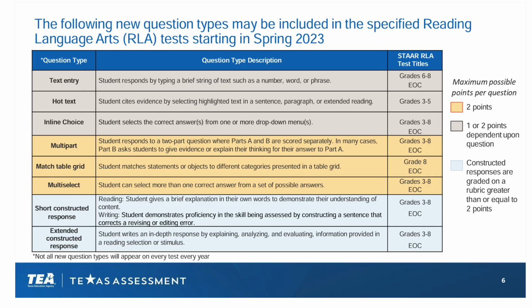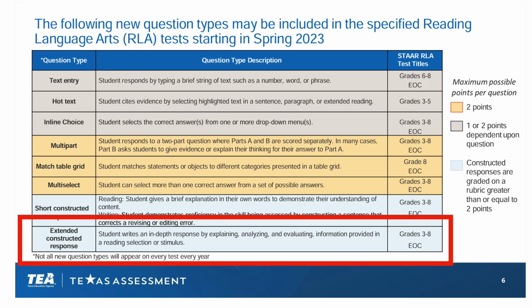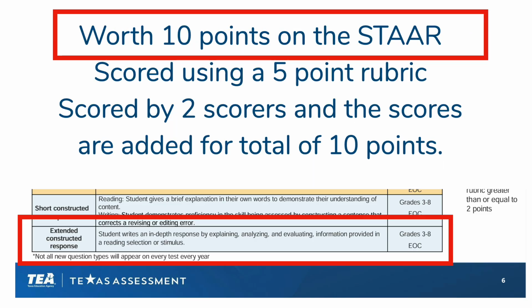Hi there. This video will go over the Extended Constructed Response rubric. There are several different question types that students may encounter on their STAAR test. One of these is the Extended Constructed Response question, better known as the essay. The essay question is worth 10 total points of the student's STAAR.